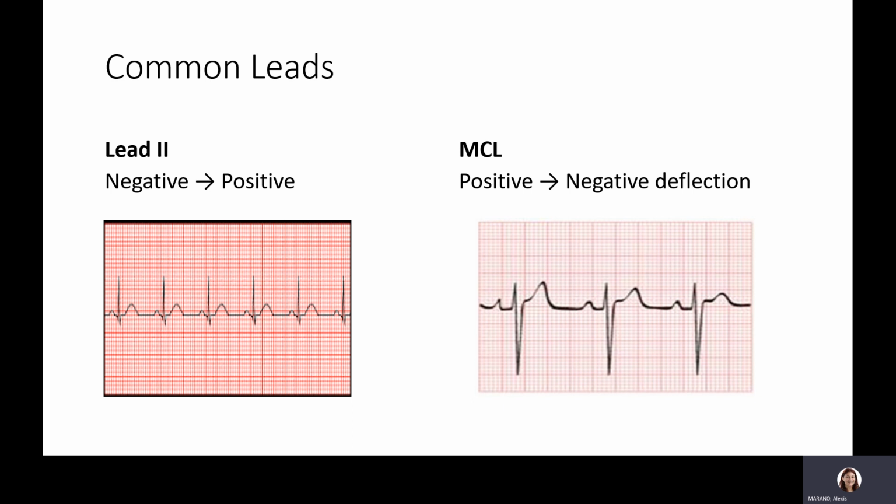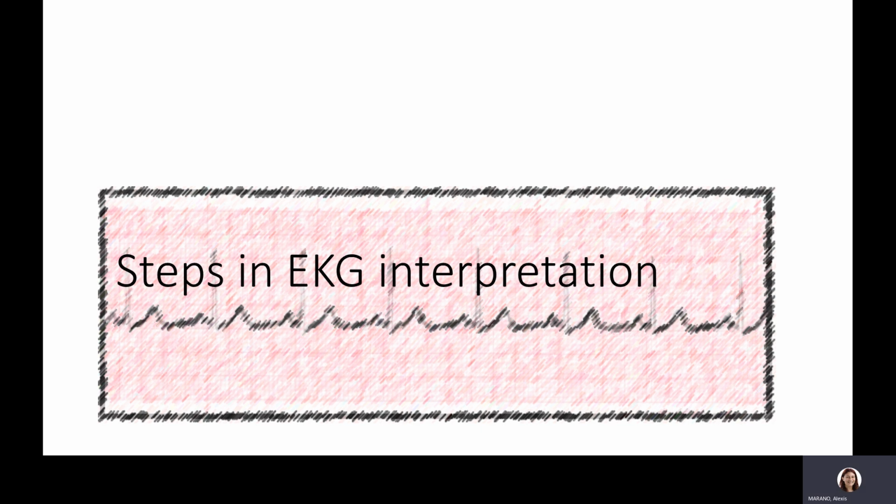The only thing that changes in here would be our QRS complex. As you can see in both of these, the P wave and the T waves are upright. The only thing that changes is that in the modified chest lead, the QRS is inverted. So let's talk about the steps required in our EKG interpretation.